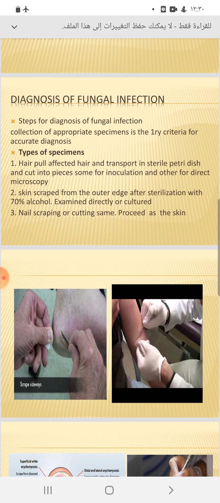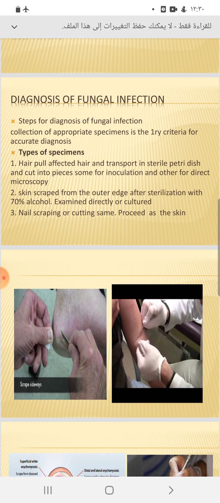Number 2, skin scraping. The scraping of the skin usually should be done from the outer edges or from the boundaries of the lesion, not from the center, because usually the center is the healing area. The microorganism is usually concentrated on the outer edges or on the boundaries of the lesion, after, of course, sterilization of the skin with 70% alcohol.